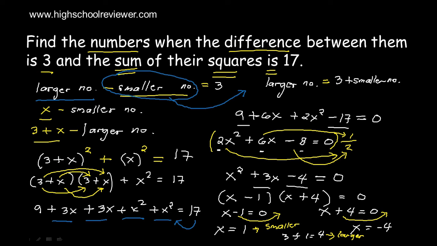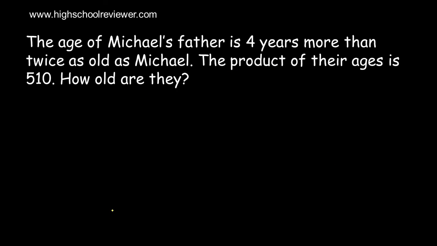So therefore, x equals positive 1 and x equals positive 4 are our final answers. Next, we have: the age of Michael's father is 4 years more than twice as old as Michael. The product of their ages is 510. How old are they?